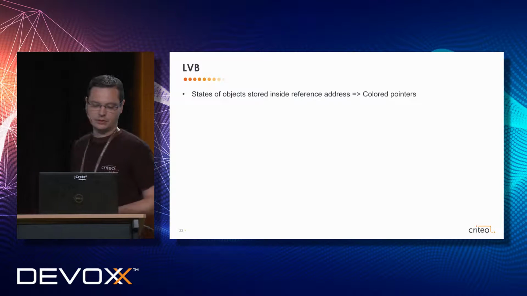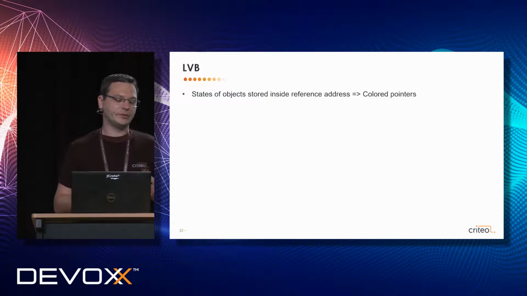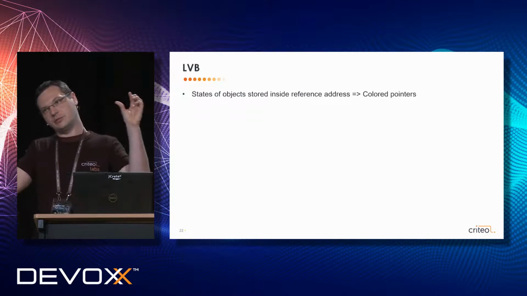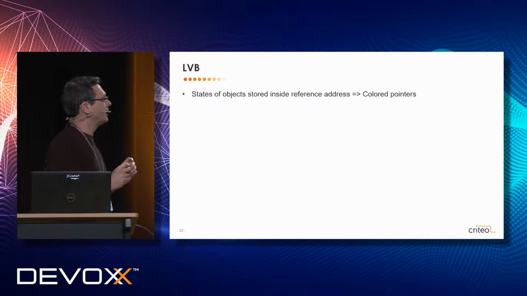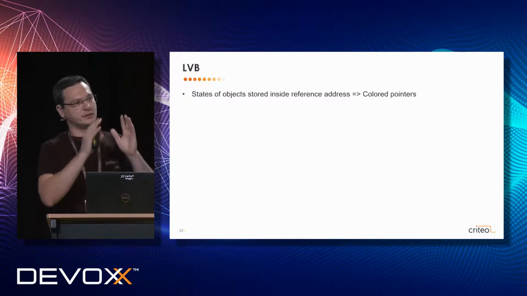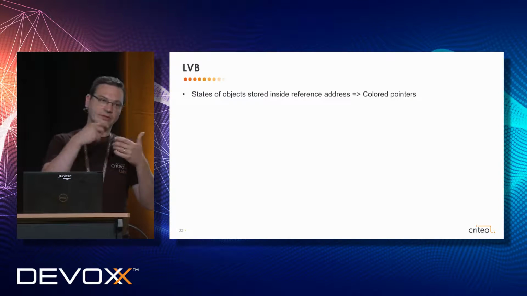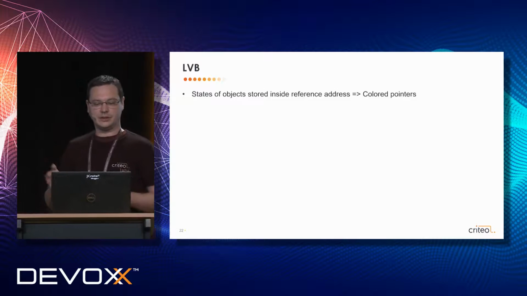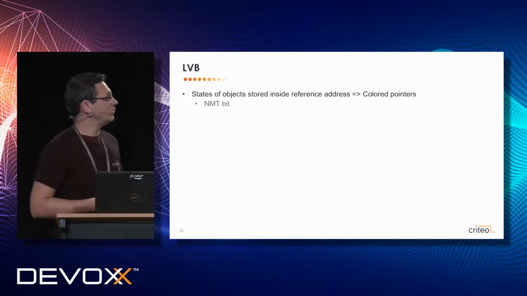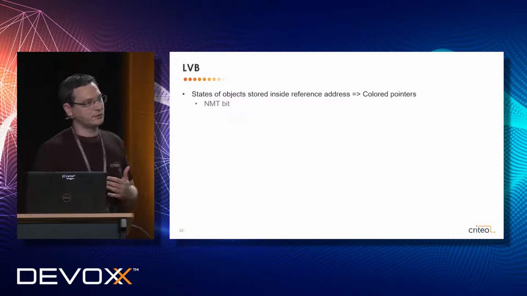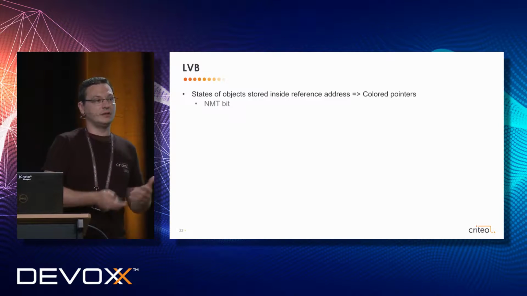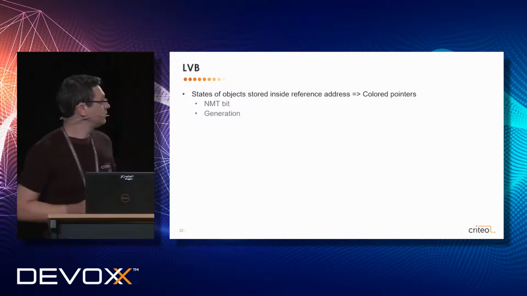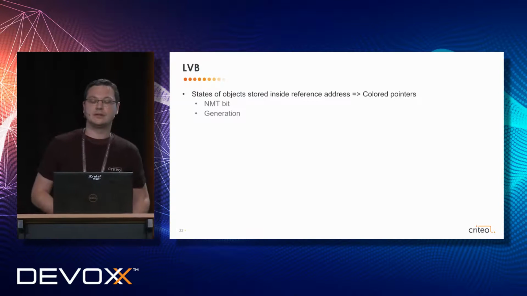So this LVB, how does it work? We are storing some metadata into the reference address. So we have 64 bits. It only works on 64 bits. And because we have some space in this 64-bit addressing, we can store more information into it, linked to every reference. We store the NMT bit. This is the not marked through bit. It means whether this object reference is marked or not. And the generation, because it's generational, so they store the generation into this reference address.